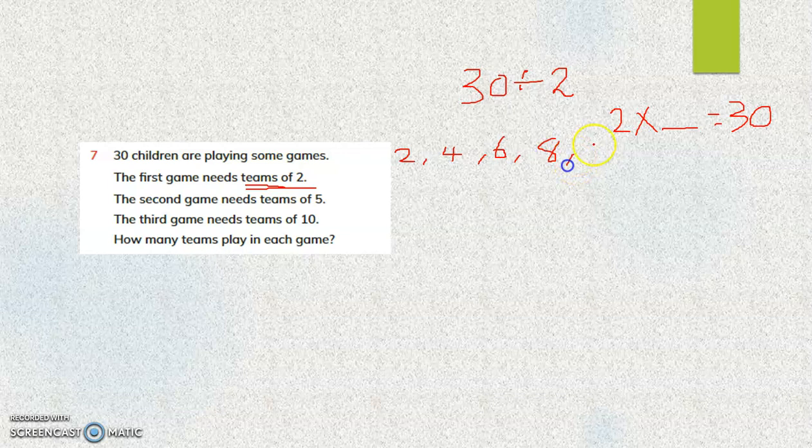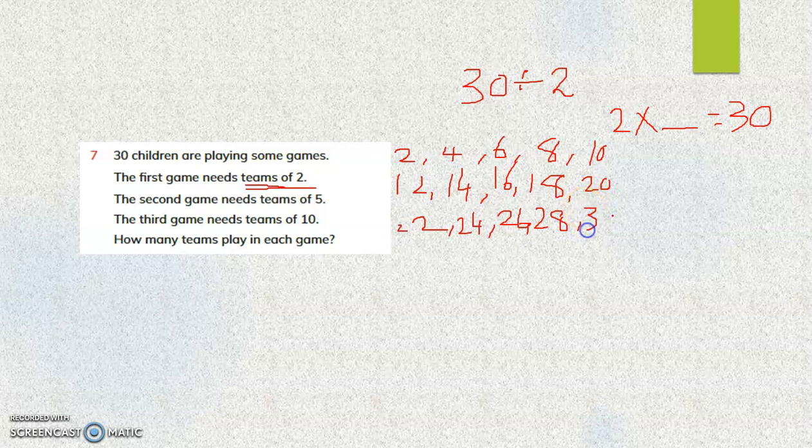8 10 12 14 16 18 20 22 24 26 28 30. So when we do skip counting by 2, 30 എത്തിയപ്പോൾ ഞാൻ സ്റ്റോപ്പ് ചെയ്തതാണ്.